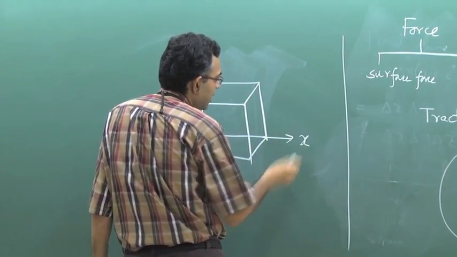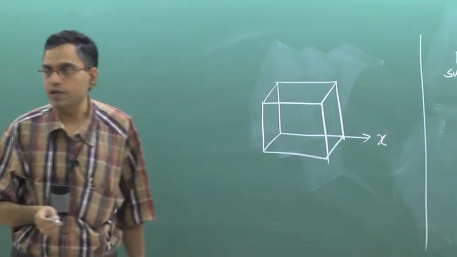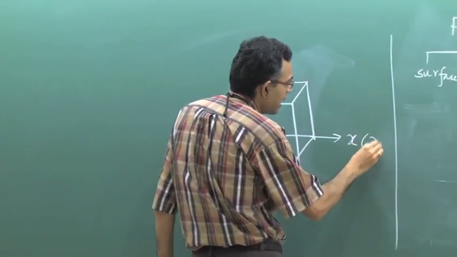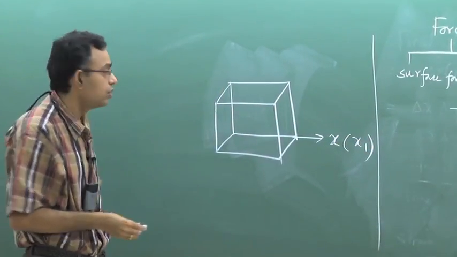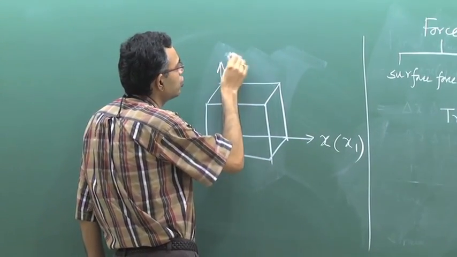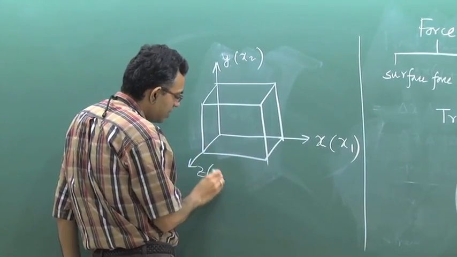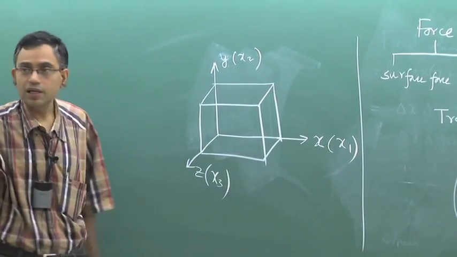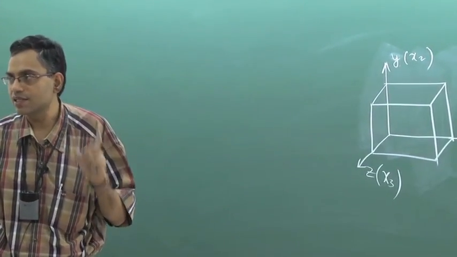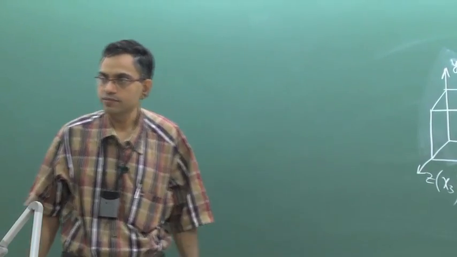Let us say this is the x axis. From now onwards, we will try to use a notation called index notation. So in index notation, we will write the x axis as x1, y axis as x2 and z axis as x3. So we will use one index i, xi: i equal to 1 means x axis, i equal to 2 means y axis, i equal to 3 means z axis.